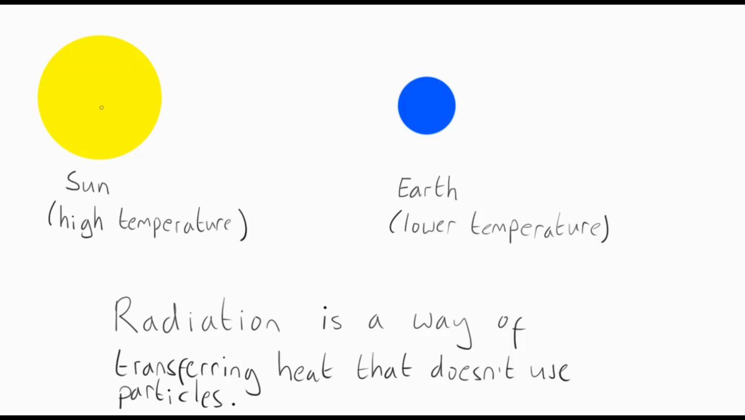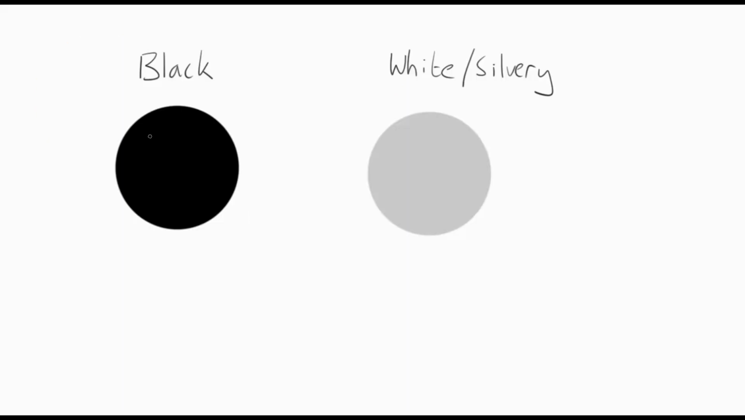In radiation, the heat moves as infrared waves from the object with a higher temperature, in this case the sun, to the object with a lower temperature, the Earth. It's infrared waves, which means it does not need any particles. It also travels at the speed of light. Interestingly enough, the colour of an object can tell us about how it responds to radiation. Objects that are black are very good at emitting radiation. Objects that are black are also very good at absorbing radiation.